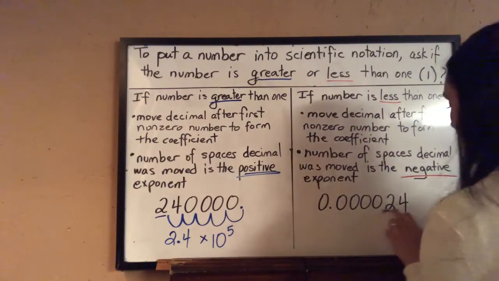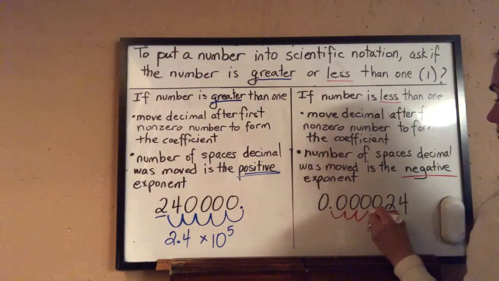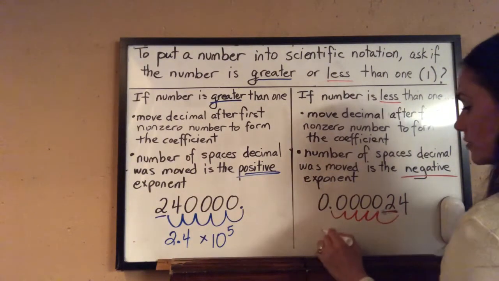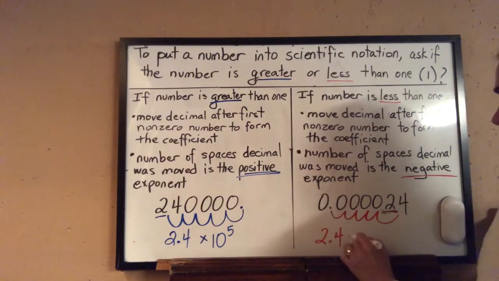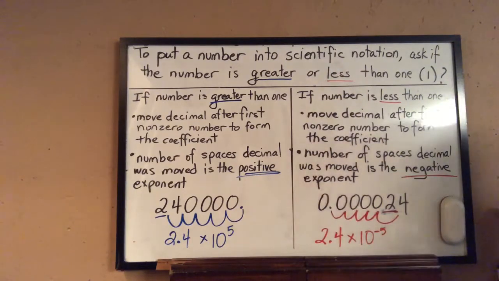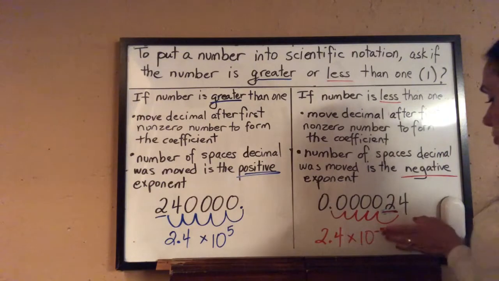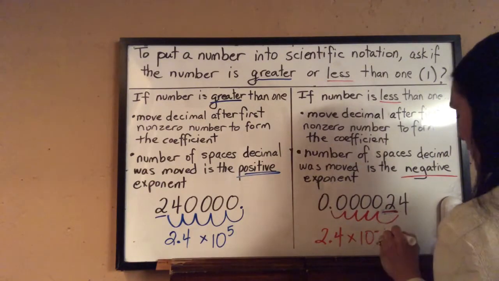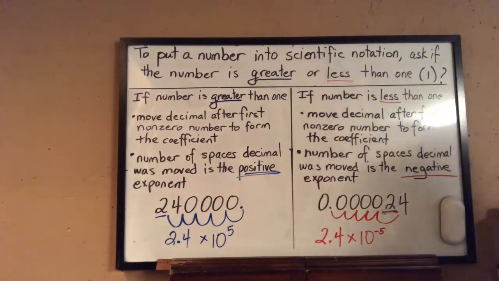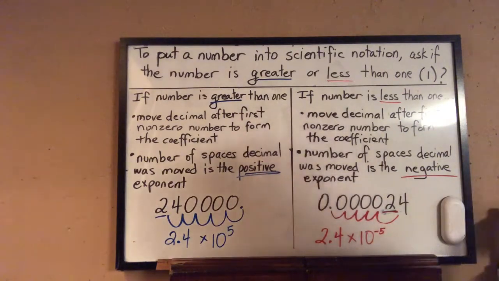Switch to red ink here, keep it consistent. 1, 2, 3, 4, 5. Your coefficient becomes 2.4, and your power of 10 is 10 to the negative 5th. So the negative exponents mean that we have numbers that are very small, less than 1, and a positive exponent lets us know that we have numbers greater than 1. Let's look at some mixed examples and put them into scientific notation.